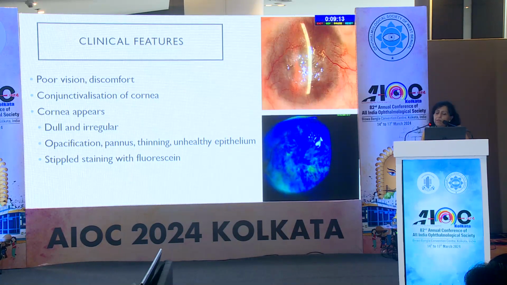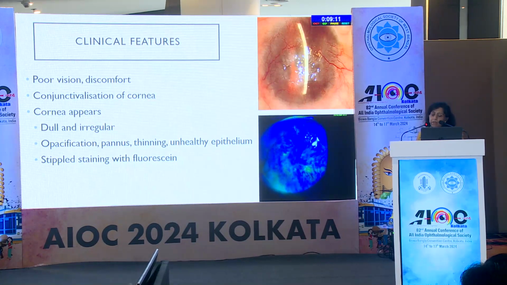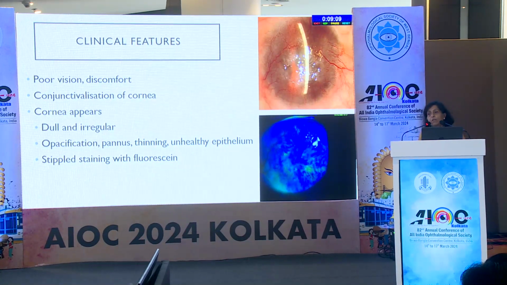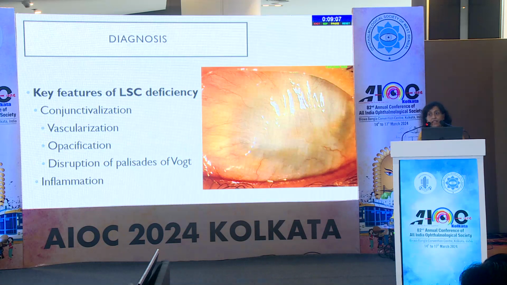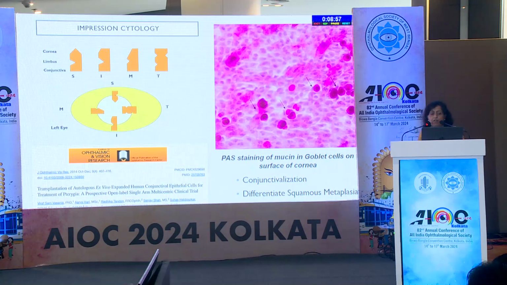However, the problem comes if you go strictly by this. Sometimes a patient will have these features, but the cells are quite healthy in a way, as I'll show you with some examples. So there are these classical features with opacification. There's a disruption of the palisades of Vogt. The other thing to look for is whether there's active inflammation.